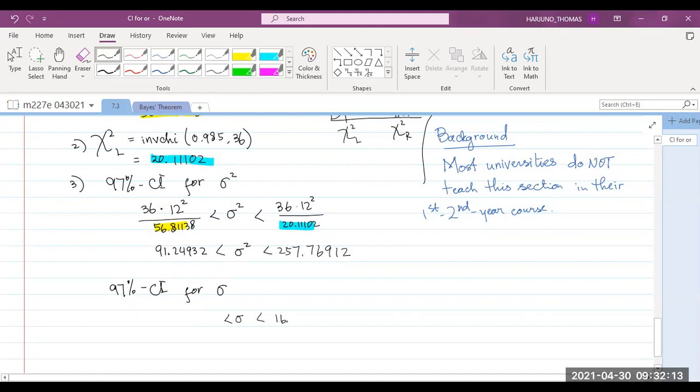On the right hand side, I get 16.05519. On the left hand side, I get 9.55245.